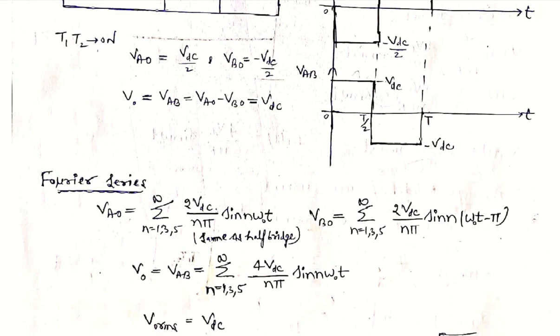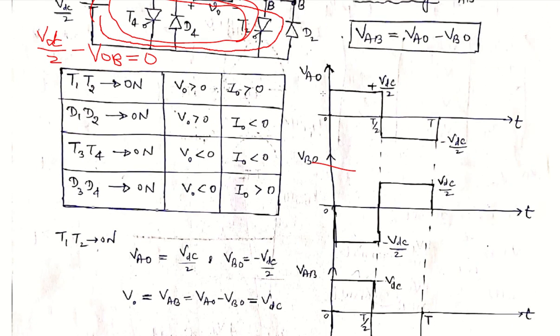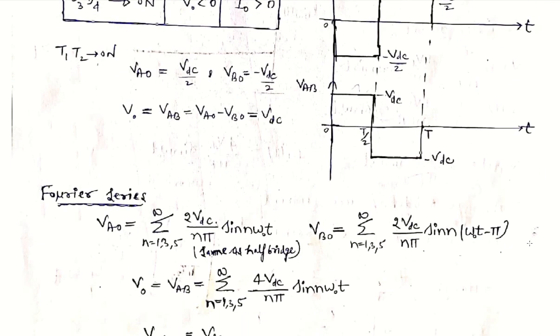Why will we write the pi? Because it is just an inverted one. VBO is just the inverted waveform of this VAO, or we can say it is shifted by a pi. So we will write the minus pi in the Fourier series expression of this VBO, which is the pole voltage.